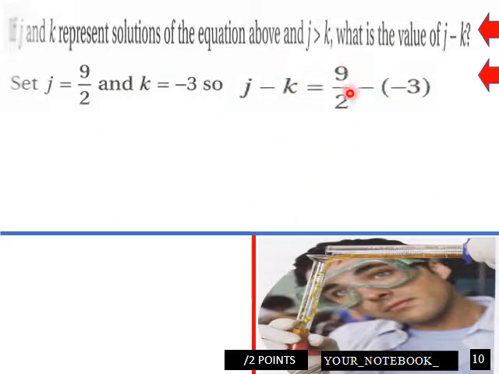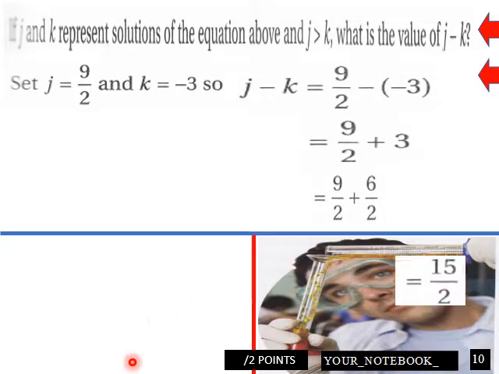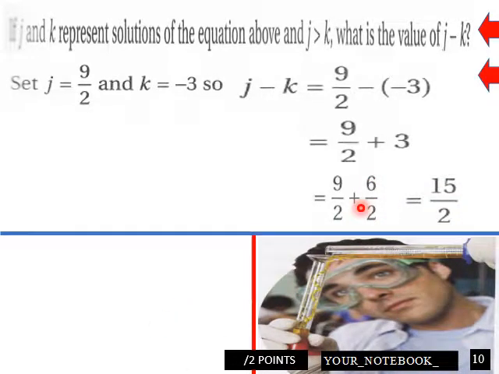j minus k equals 9 over 2 minus negative 3, which is 9 over 2 plus 3, which is 9 over 2 plus 6 over 2, which equals 15 over 2.